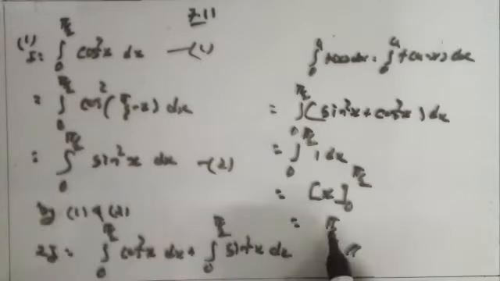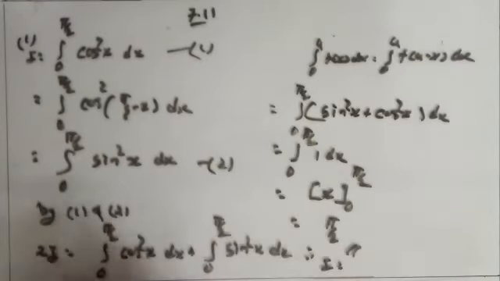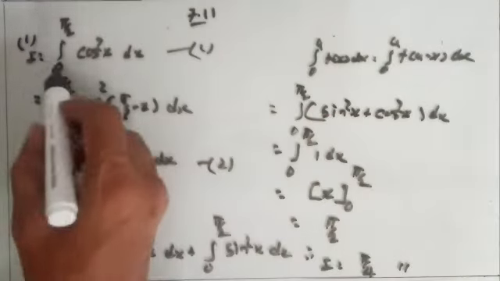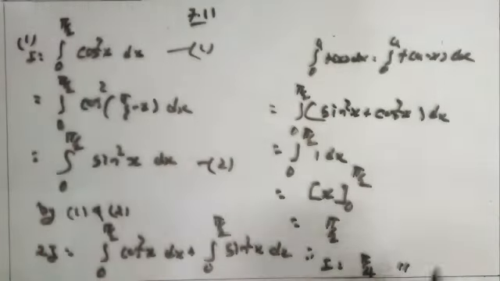2I is equal to pi by 2, therefore I is equal to pi by 2 by 2, that is pi by 4. Okay, this is the final answer. Clear this? So integration of 0 to pi by 2 cos square x dx is equal to pi by 4.